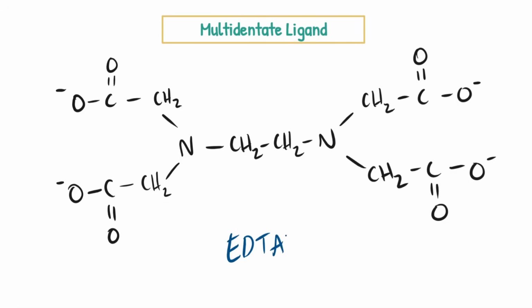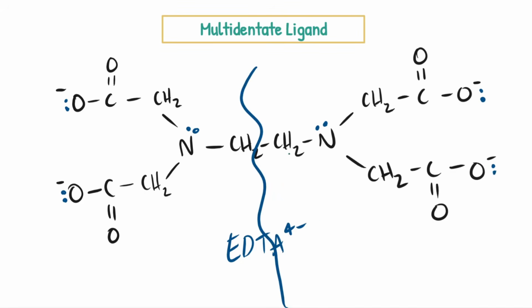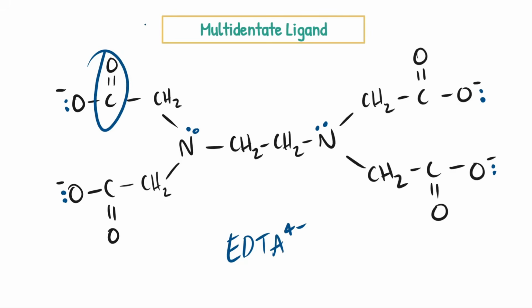EDTA4-. That's all you need to know it as when you're writing out your equations. This is way too complex, okay? So where do our coordinate bonds come from? There's a lone pair right here, lone pair right here. There's a lone pair on the nitrogen as well, on both of these nitrogens. And there's a lone pair on the other 2 oxygens. There's a lot of symmetry going on here. If you split this molecule in half, you can see perfect symmetry. So each nitrogen and oxygen has a lone pair, ignoring these ones. The lone pair does not come from the carbonyl. It comes from the negatively charged oxygen right here.